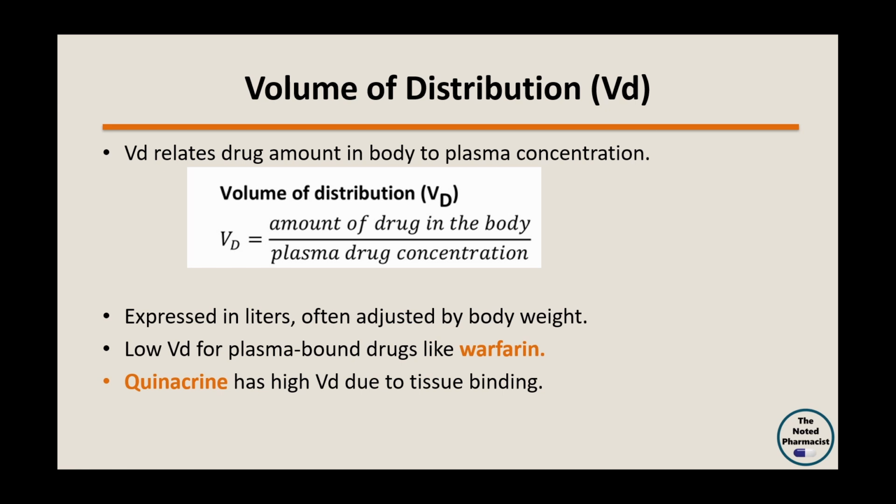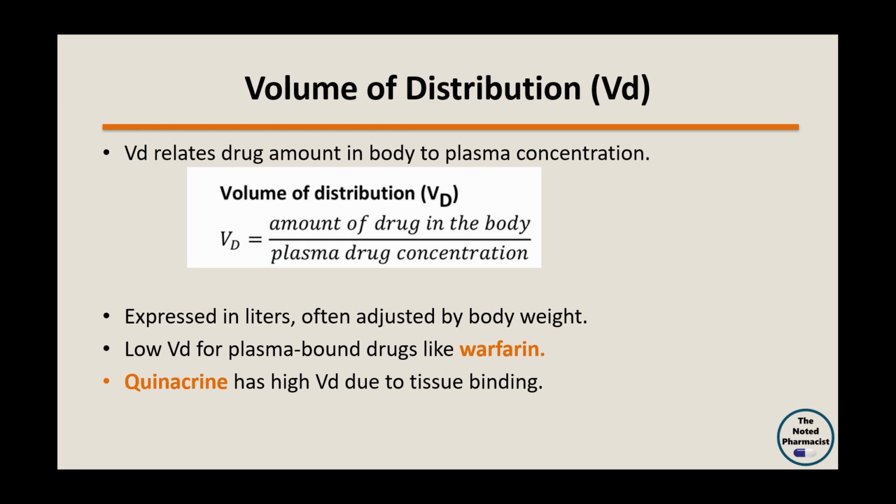The volume of distribution, VD, in pharmacokinetics is a theoretical parameter that relates the total amount of drug in the body to its concentration in the plasma, calculated using the equation VD equals amount of drug divided by plasma concentration, as shown below. This measurement, often denoted as apparent volume of distribution in liters, is adjusted per kilogram of body weight, VD per kg, to account for body size variations.